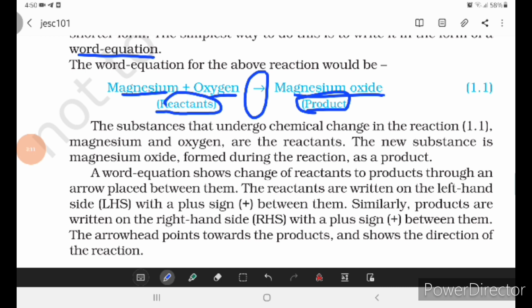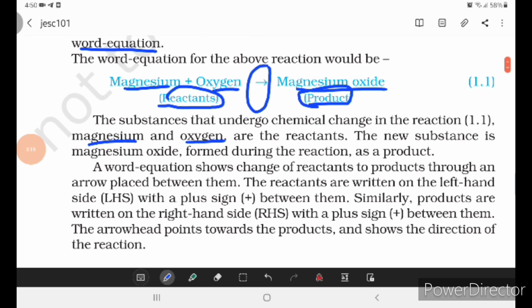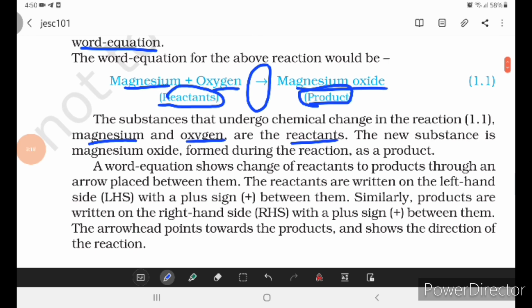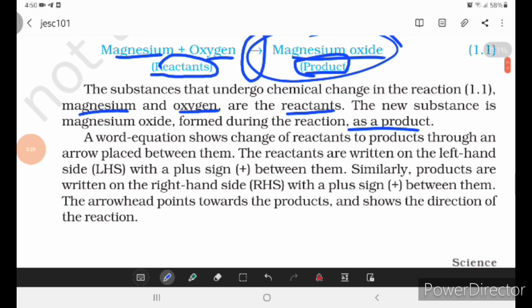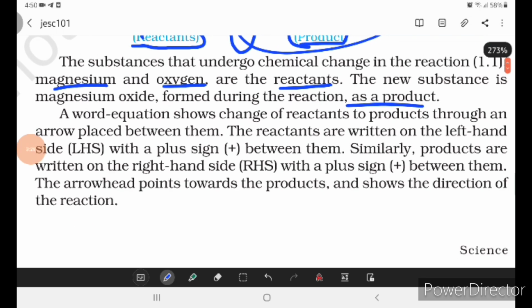The substances that undergo chemical change in reaction 1.1 are magnesium and oxygen. These are called reactants. The new substance, magnesium oxide, formed during the reaction is called the product. So this is a new substance that is formed after the reaction between magnesium and oxygen. A word equation shows the change of reactants to products through an arrow placed between them.